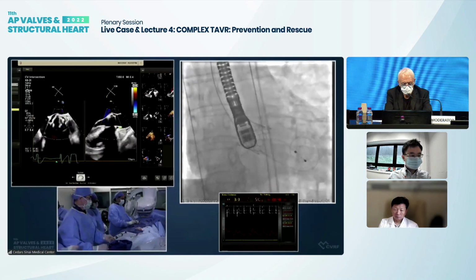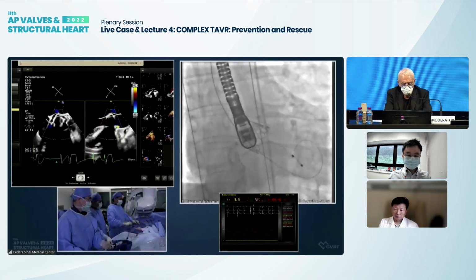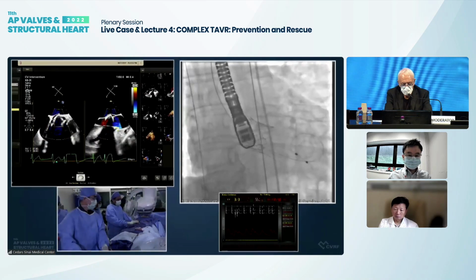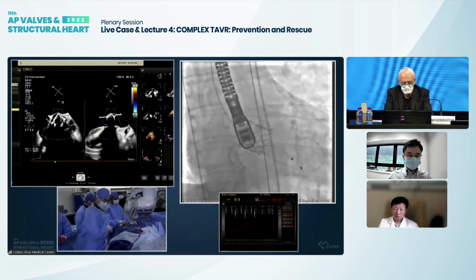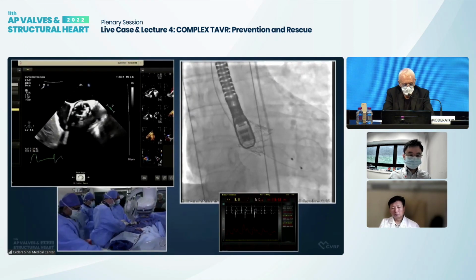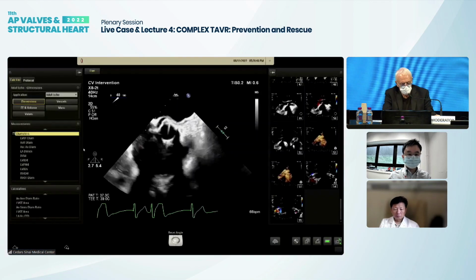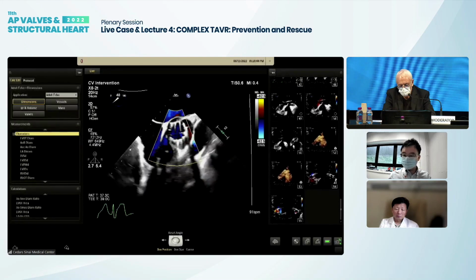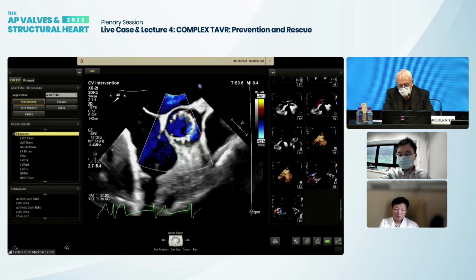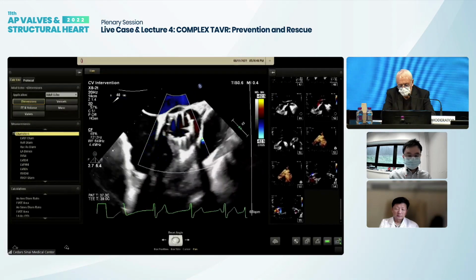No, I agree. There is trivial paravalvular leak. We'll take paravalvular trivial. The valve looks well expanded. And on the short axis, you can see how the calcium is. I think if we were more aggressive, then we could cause aortic root injury. Very nice.